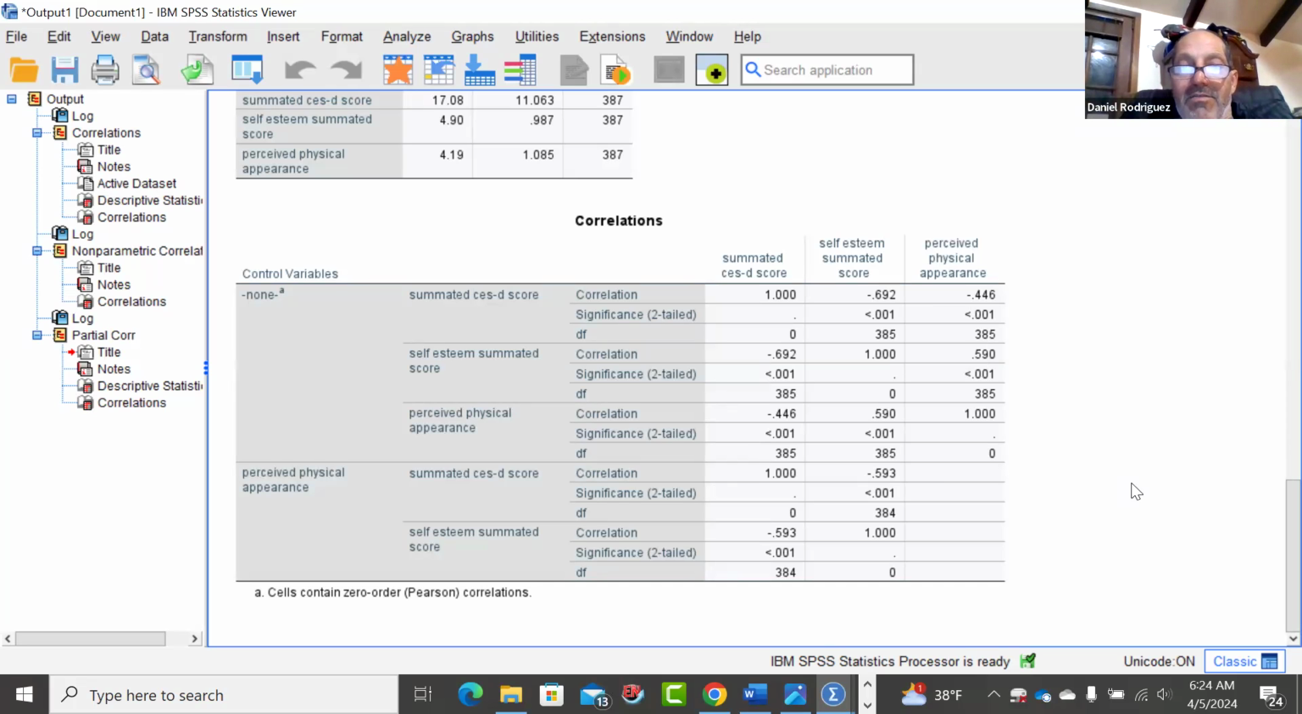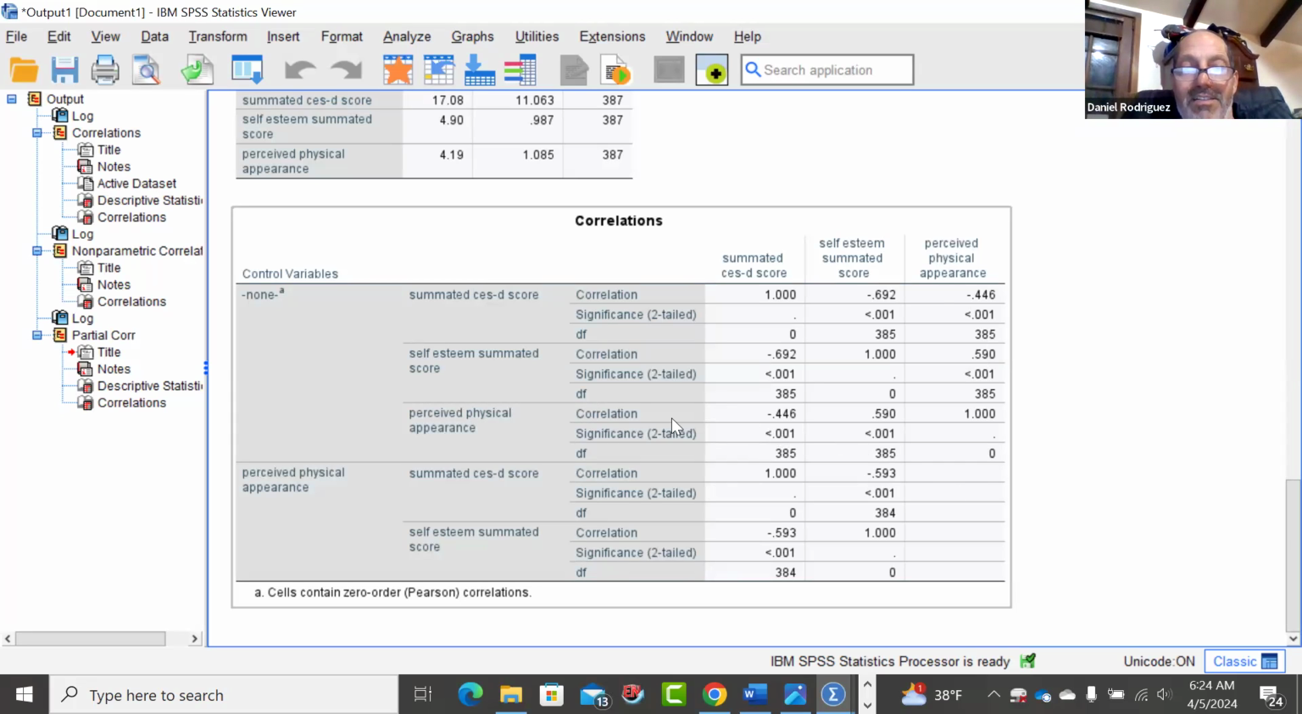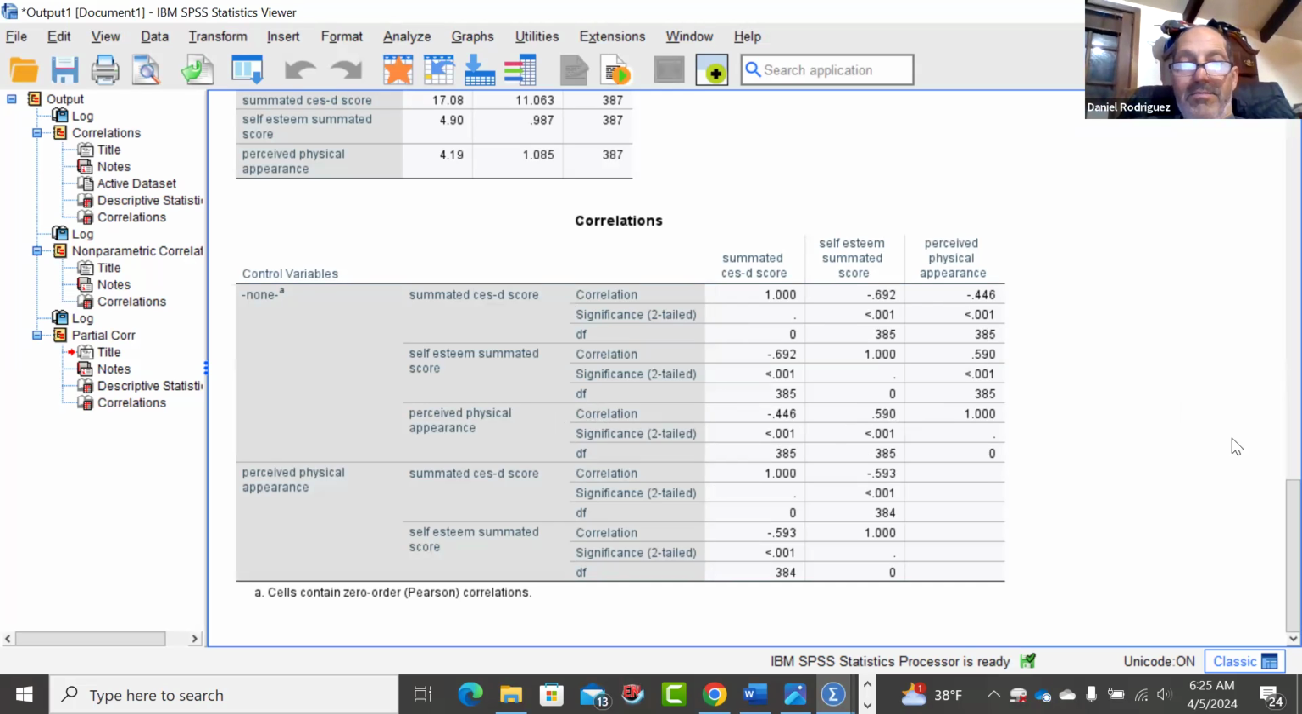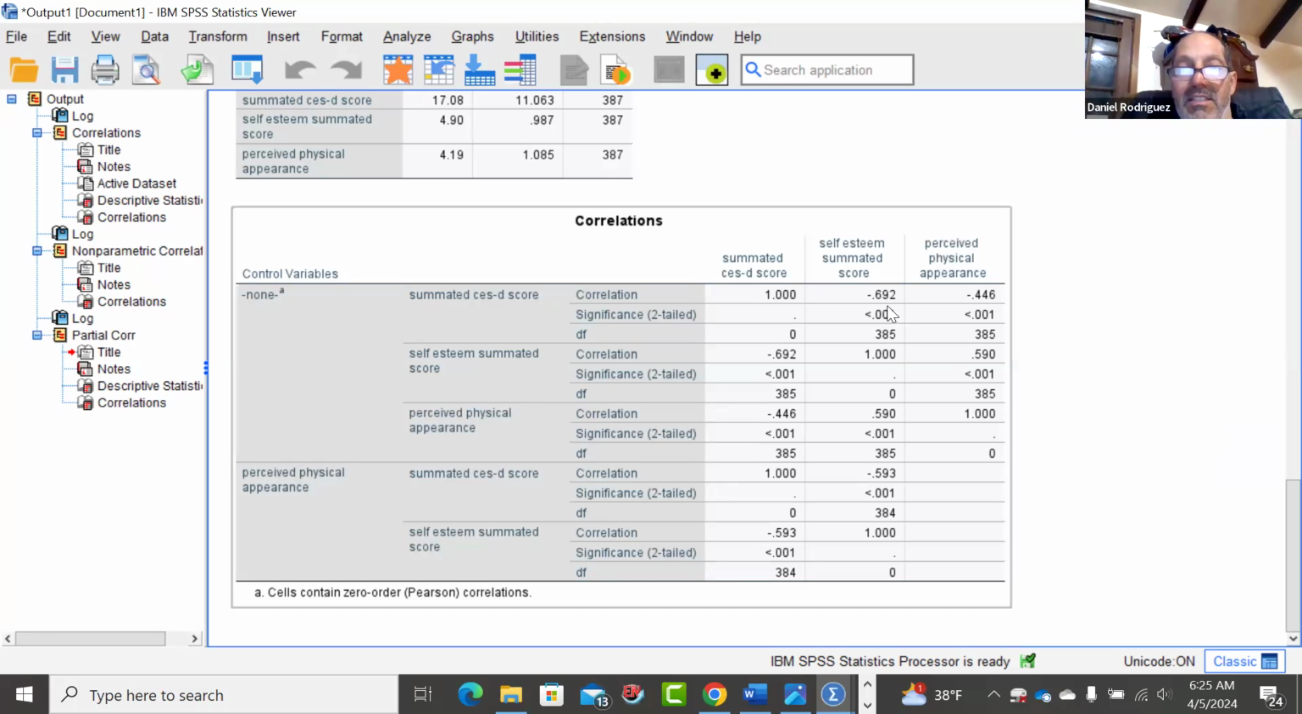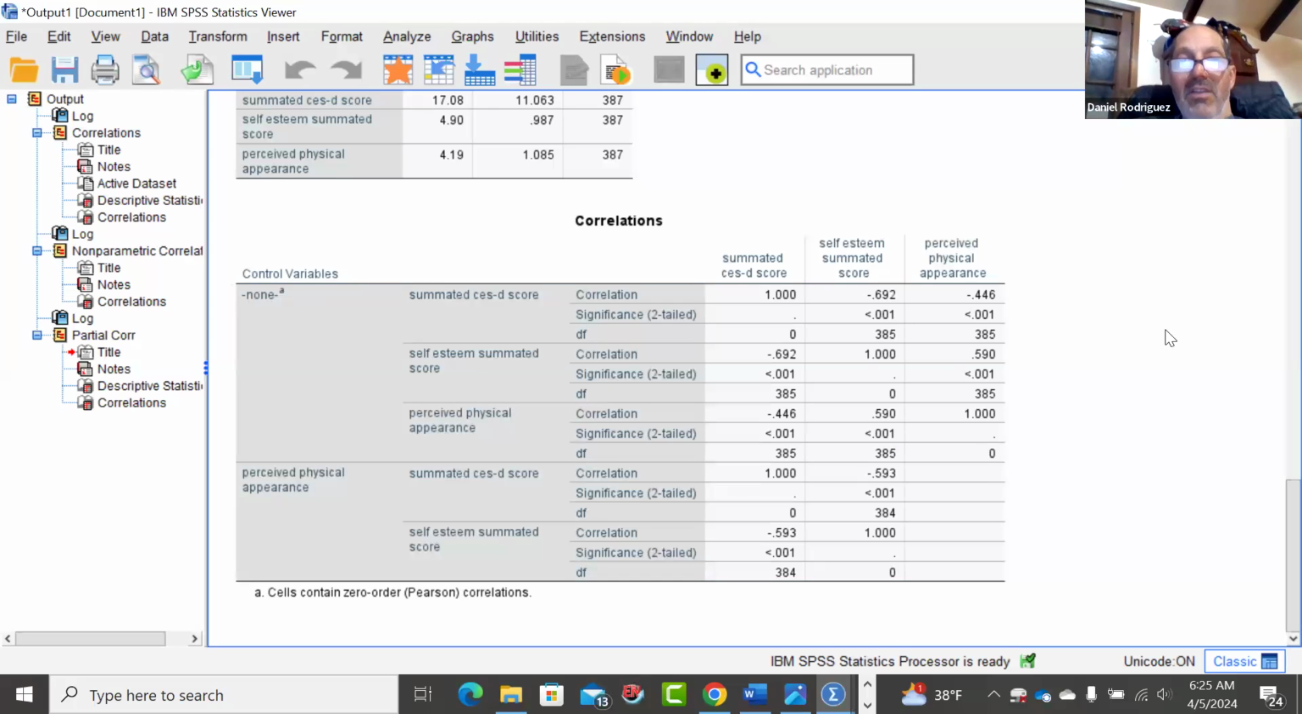Here's a quick question for you all. Which correlation is stronger? The correlation between perceived physical appearance and self-esteem, 0.590, or depressive symptoms and self-esteem, minus 0.692? If you said 0.590, you are wrong. Remember, we ignore the sign. We look at the absolute value for strength. Negative 0.692 is much stronger than positive 0.590 because if we take the absolute value, 0.692 is larger than 0.590.